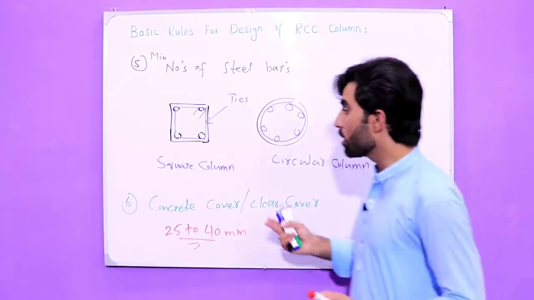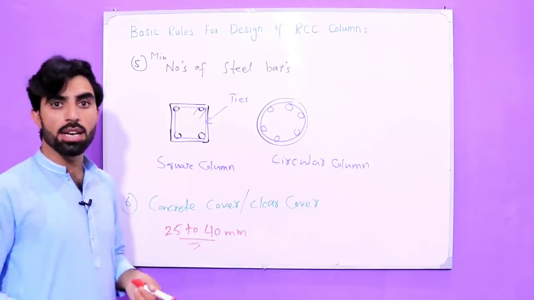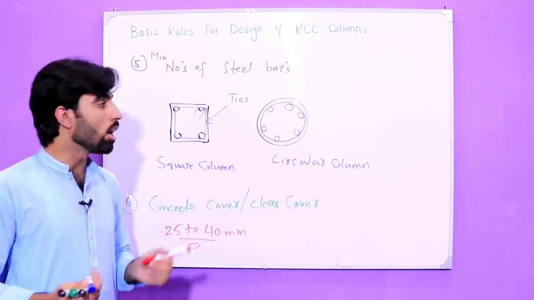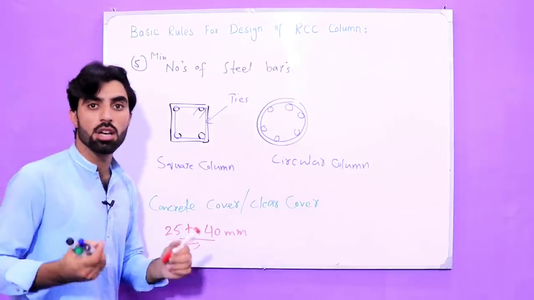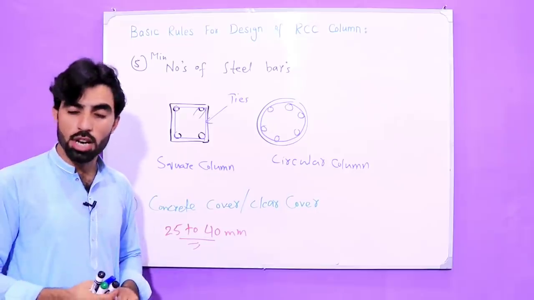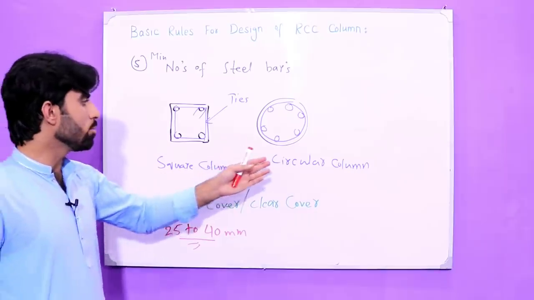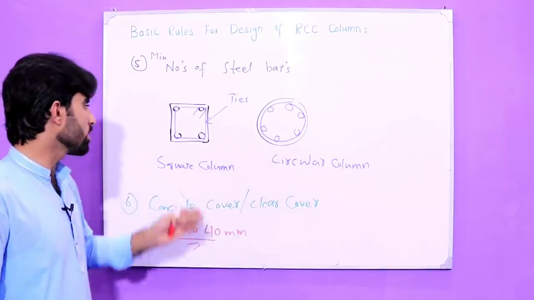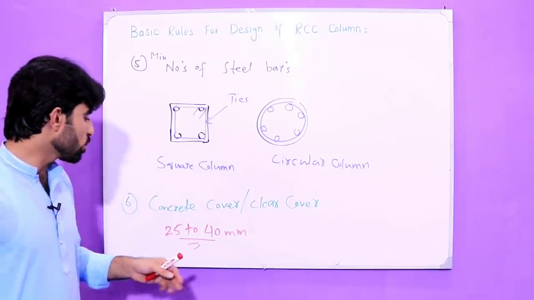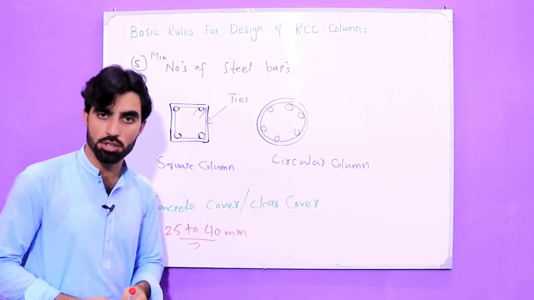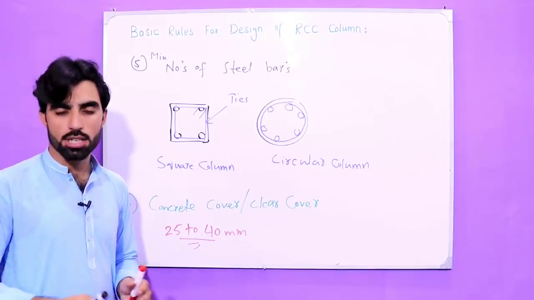These are the basic rules, and you should follow them. The size of the column should not be less than 9 by 9 inches. Use minimum 12 millimeter diameter of steel bar for longitudinal bars in RCC column. In circular column use minimum 6 numbers of steel bars, and in square column use minimum 4 numbers of steel bars. Concrete cover should be between 25 to 40 millimeters, and use M20 grade concrete for RCC column.